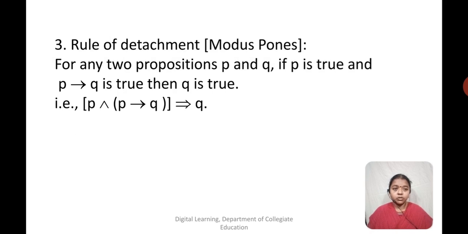The third one is known as the rule of detachment or modus ponens. Here also we consider 2 propositions P and Q. For any 2 propositions P and Q, if P is true and P implies Q is true, then Q is true. So here we are considering 2 different propositions, using a logical connective and then also a logical connective for the conclusion. In symbols it is P and of P implies Q implies Q.